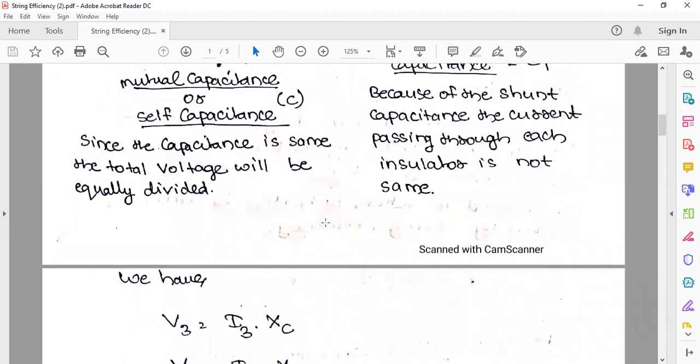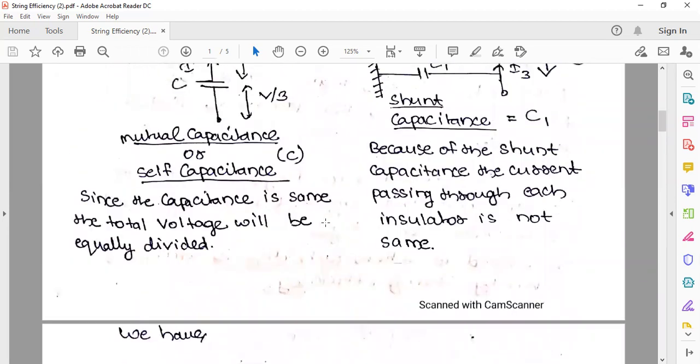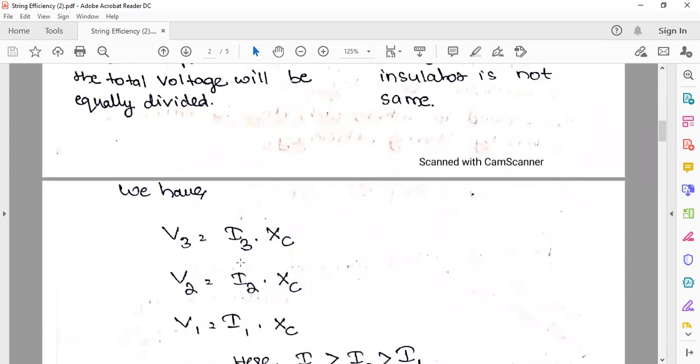So here we can write, we know that from Ohm's law, V is equal to I into R. So similarly, we write here V3 is equal to I3 into XC. XC is the impedance due to the capacitance. So V3 will be I3 into XC, and similarly V2 will be I2 into XC, and V1 is equal to I1 into XC. So this is very important.